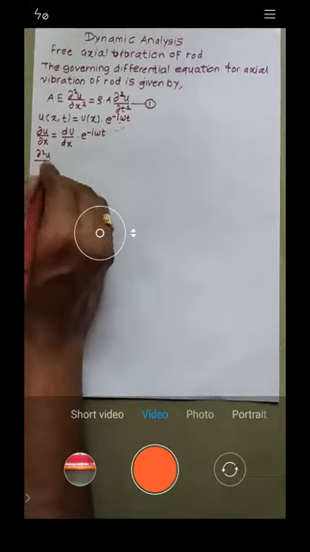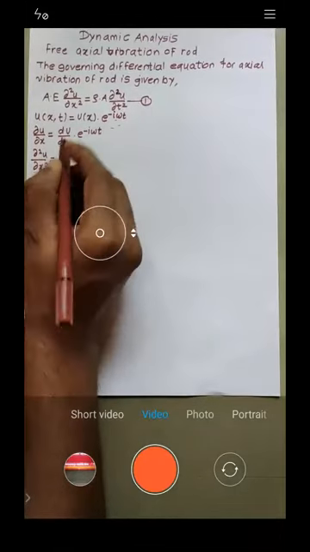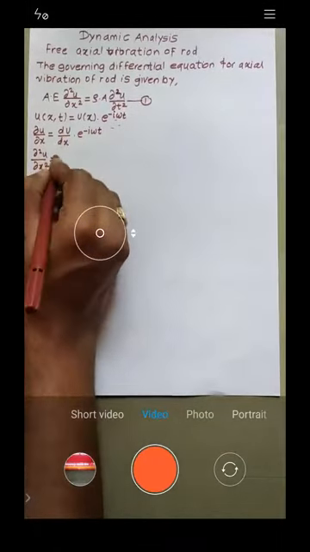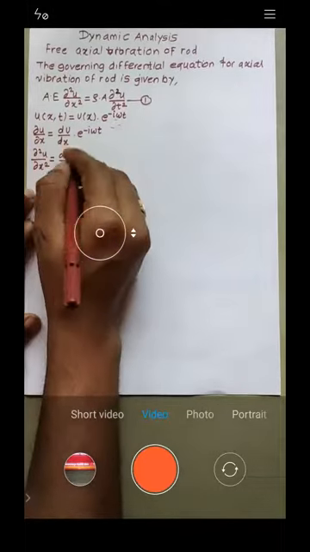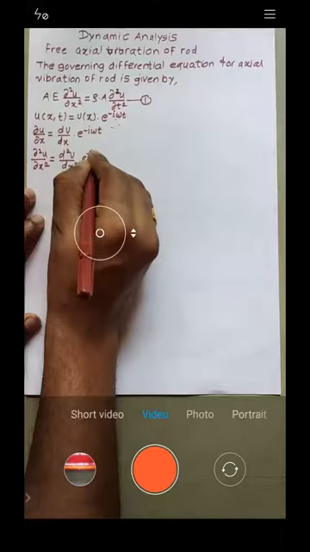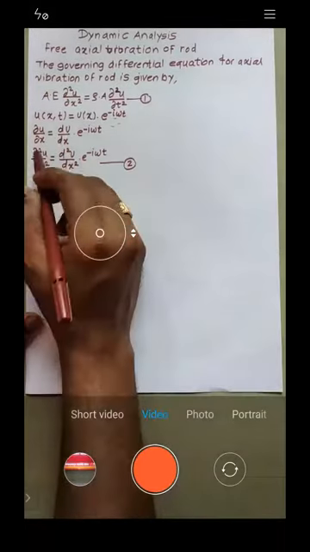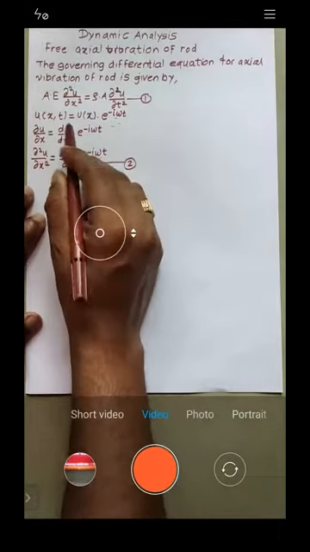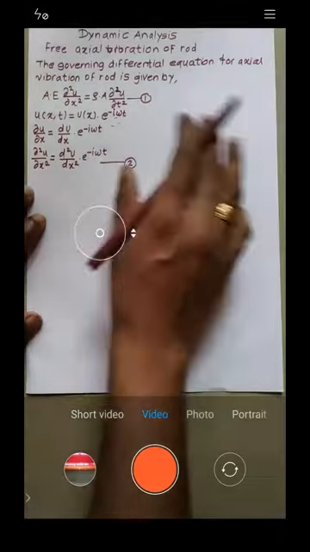So ∂²u/∂x² is given by the double derivative. Obviously, you need to differentiate this term only. So this is d²u/dx² into e raised to power minus iωt. Right? Let me call this equation number 2. I will take the double derivative, so obviously I need to differentiate this term only. This term I kept as it is.